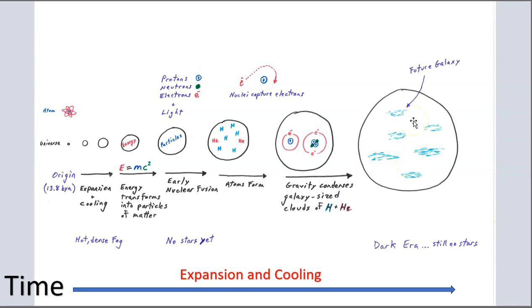Now, all objects with mass feel an attractive force with other objects with mass. That's the gravitational force. So what will tend to happen is that gravity will tend to compress these giant clouds. These giant clouds would be future galaxies composed of billions and billions of stars. Scientists sometimes call this the dark era. So we have the formation of atoms, but stars had not yet formed.